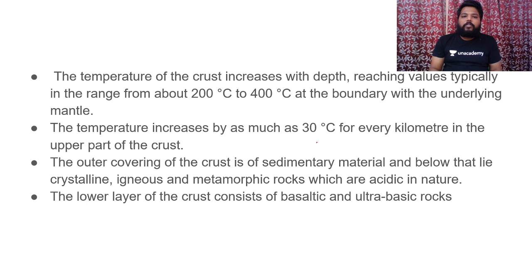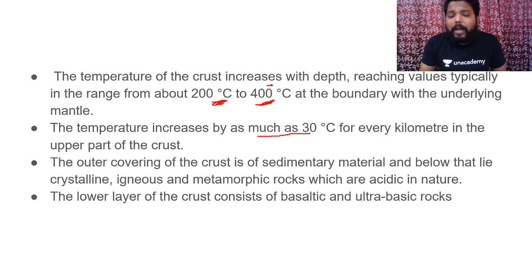The temperature of the crust increases with depth, reaching values typically in the range of 200 to 400 degrees centigrade. As I have said, temperature increases by as much as 30 degrees centigrade for every kilometer. The rate of increase of temperature is maximum in the upper layers of the crust, and towards the lower depths it decreases.